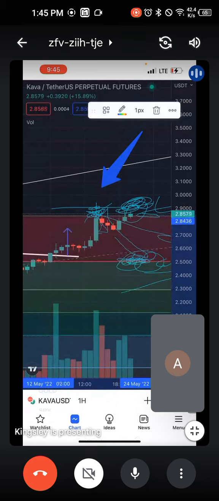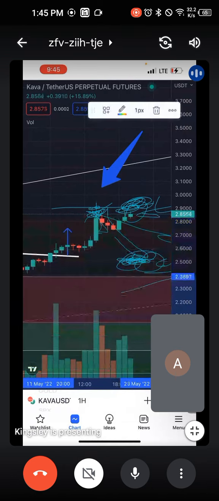And since we are still breaking above the Fibonacci level, I don't know whether you are getting what I'm saying.